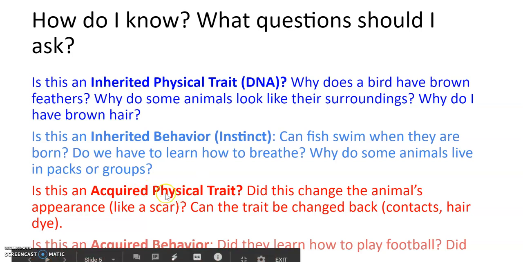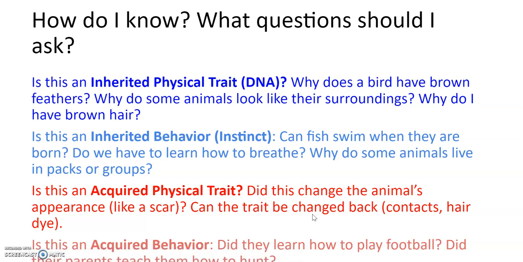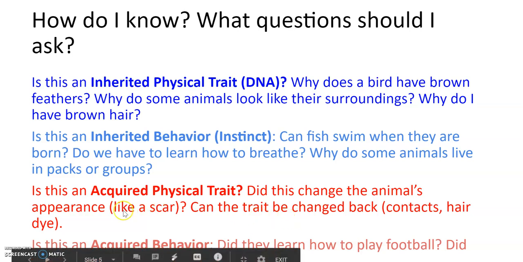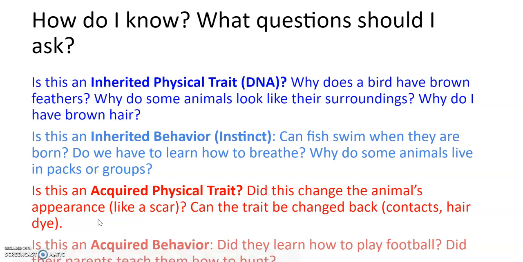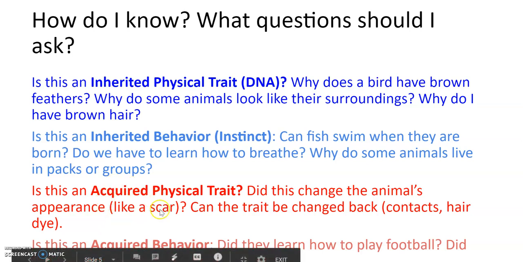Well, what if I want to know if something is an acquired physical trait? I would ask, did this change the animal's appearance, like a scar? Can I change this trait back? For example, if I'm wearing colored contacts and I take them out, does that once again change my appearance? Also, will my offspring be born with that acquired physical trait? If so, it's not acquired, it's inherited.